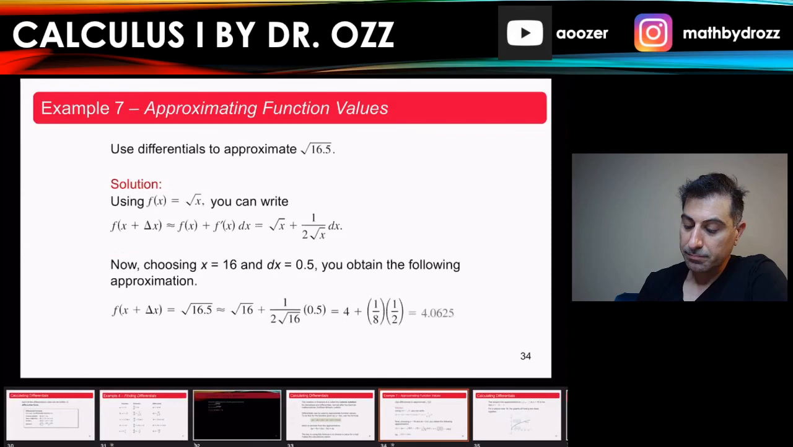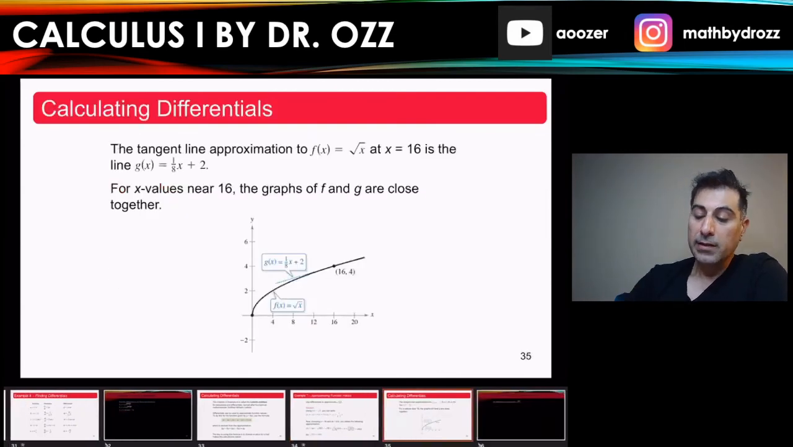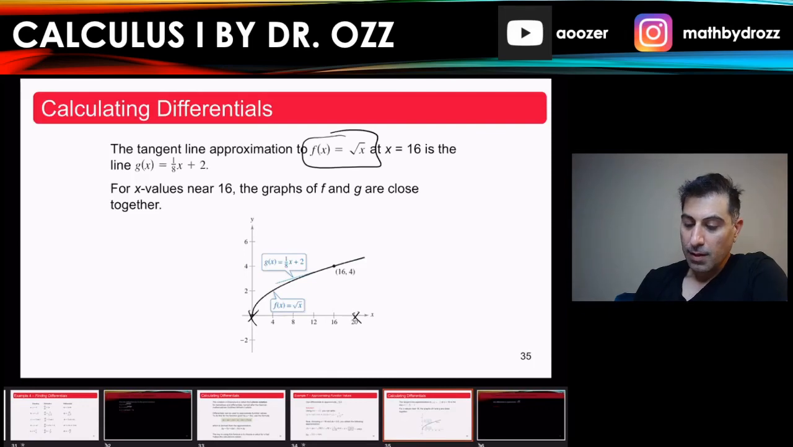So in other words, radical 16.5 has a good approximation, which is 4.0625. You can actually see it from the graph of radical x. So go ahead and use your calculator to graph radical x. Let's say for x min to be 0, x max to be 20. And you can then check the tangent line approximation of this function radical x.